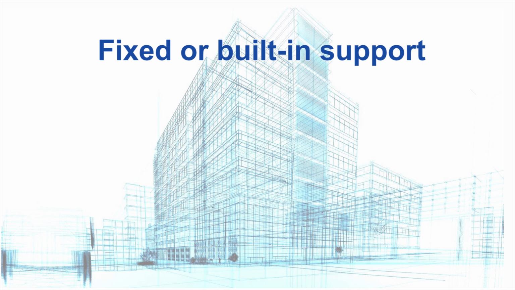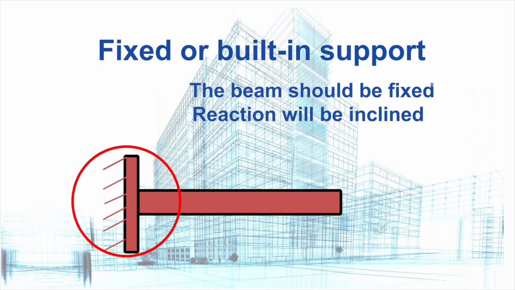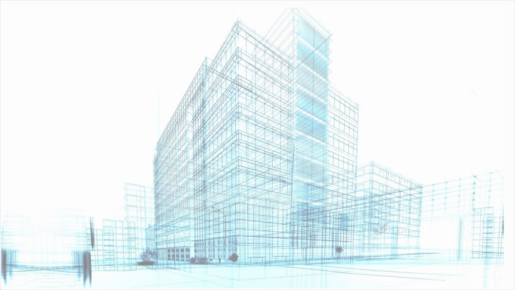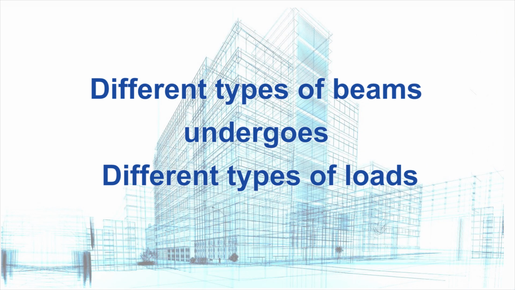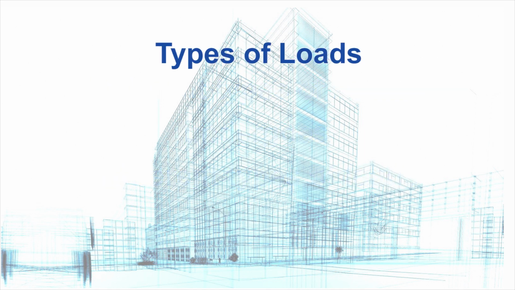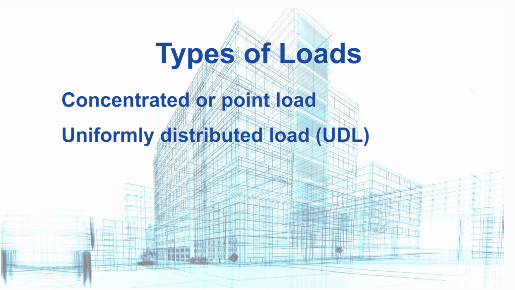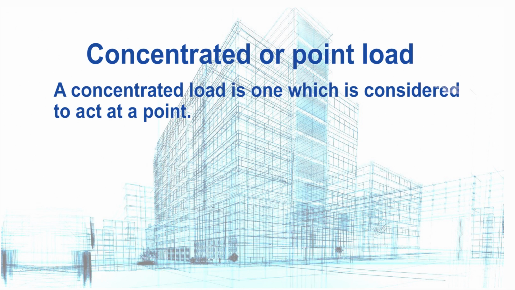Fixed or built-in support. In this type of support, the beam should be fixed. The reaction will be inclined. Also, the fixed support will provide a couple. These different types of beams with different supports undergo a different type of loading. These different types of loads are concentrated or point load, uniformly distributed load called as UDL as well, uniformly varying load called as UVL.